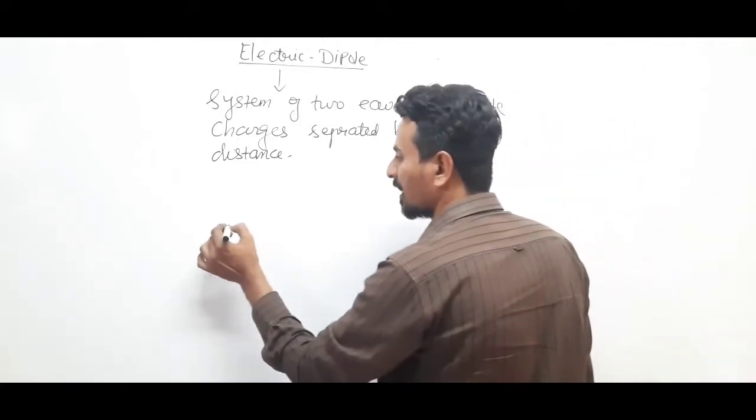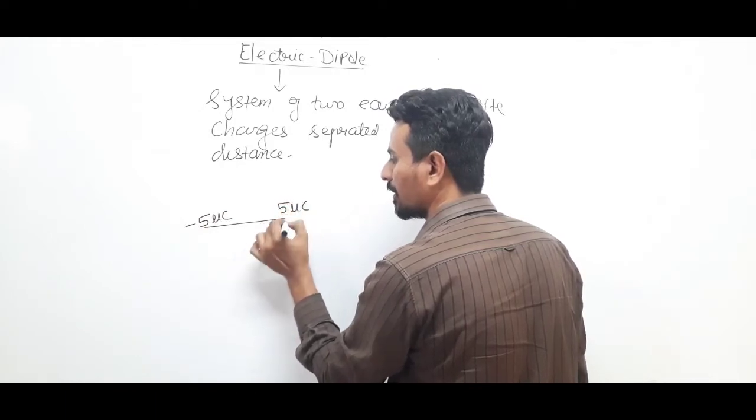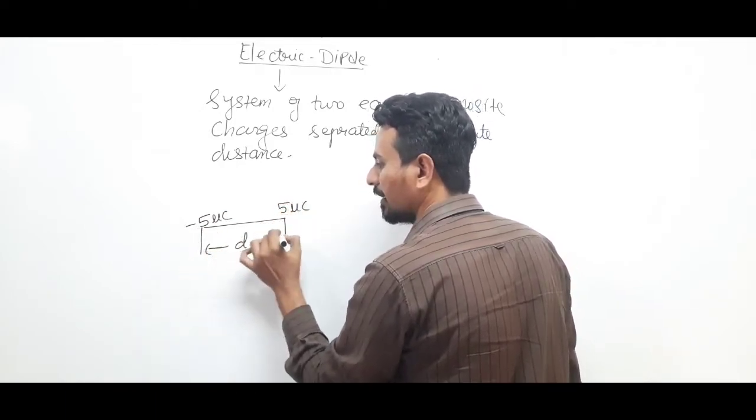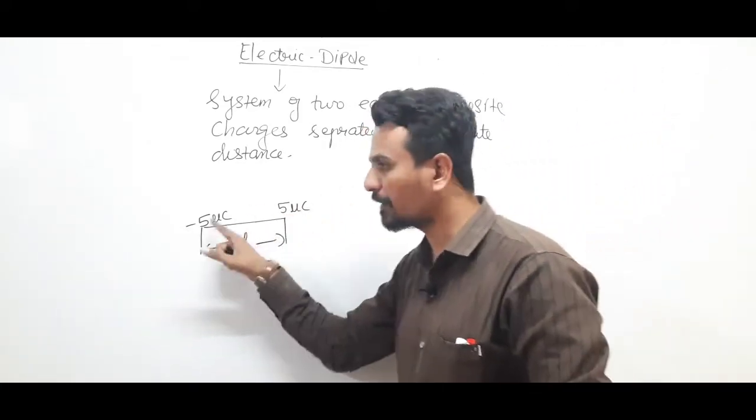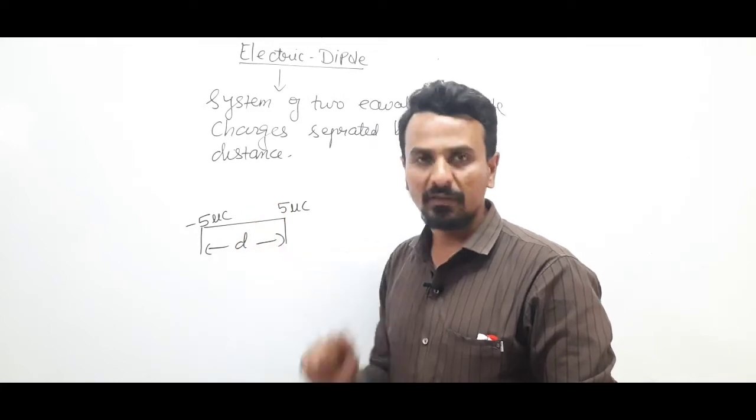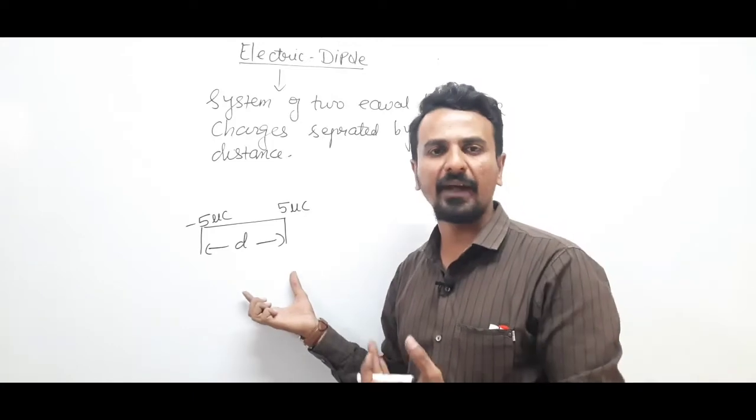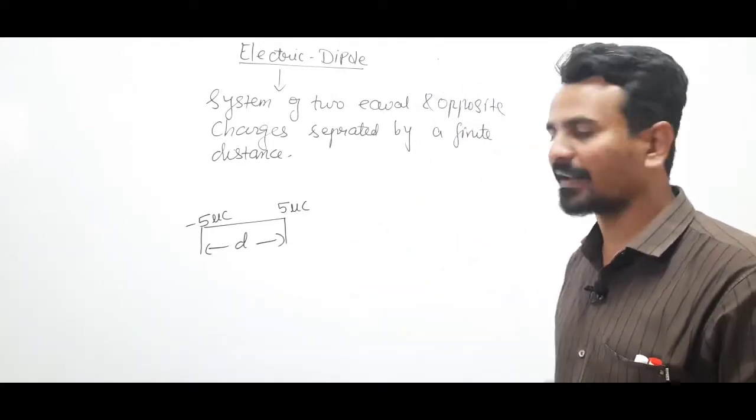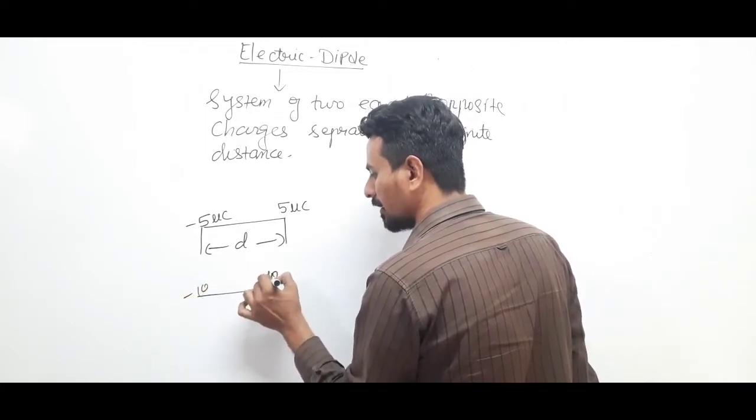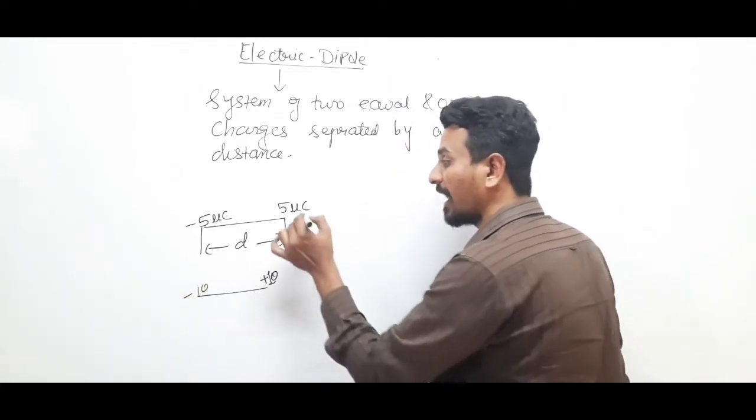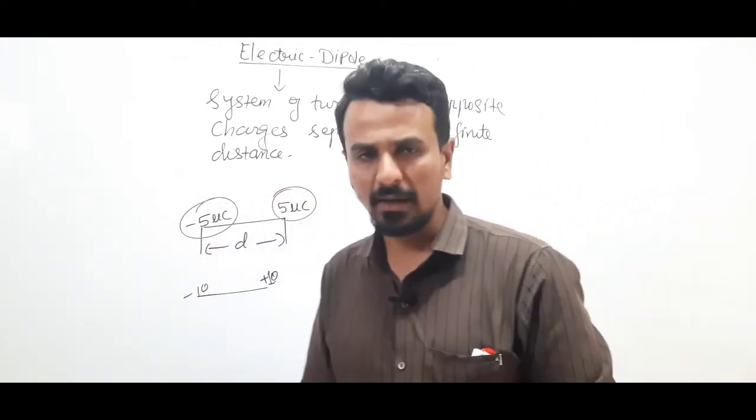That means if this is minus 5 microcoulomb and plus 5 microcoulomb separated by any finite distance, this is known as a dipole. These are equal in magnitude but opposite in sign, separated by some finite distance. Let the finite distance be d. This is known as a dipole, right? It can be minus 10, plus 10, clear? Minus 15, plus 15, but the charges should be equal in magnitude and opposite in sign.